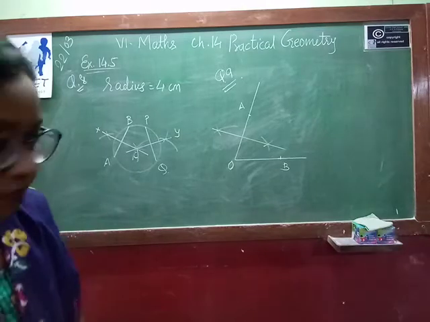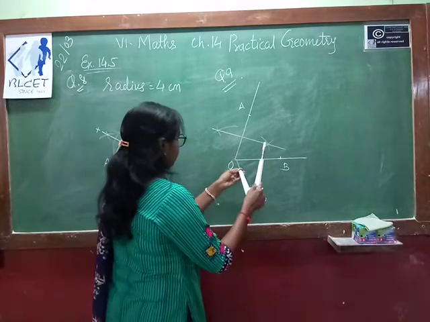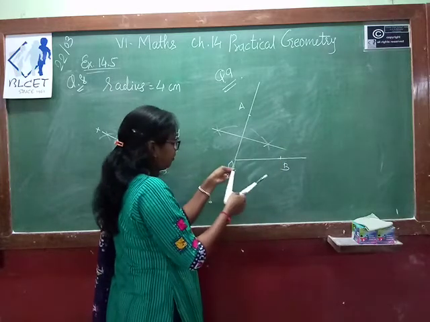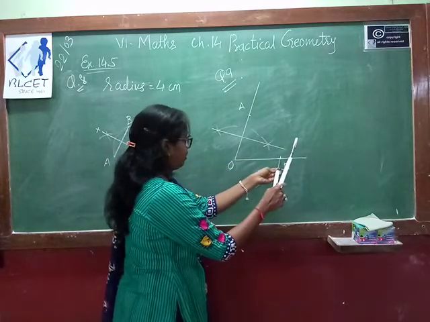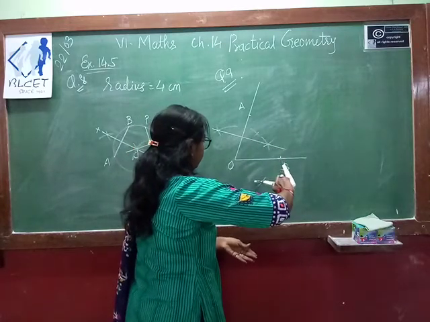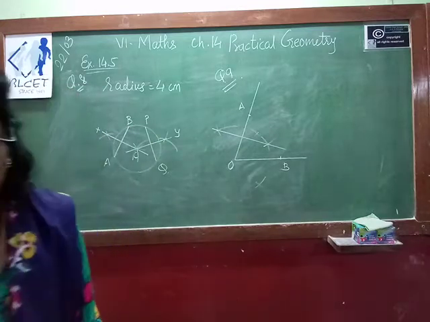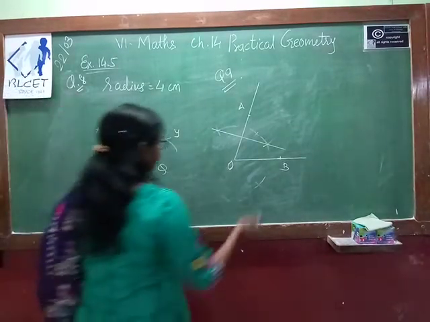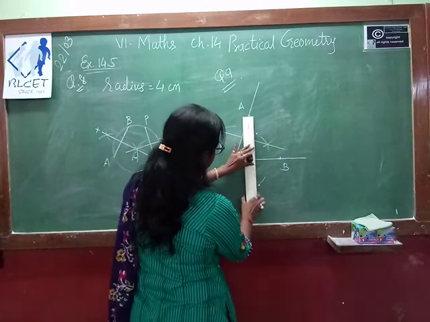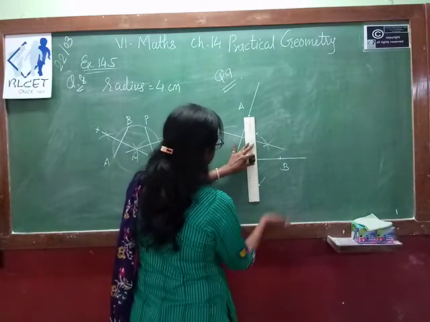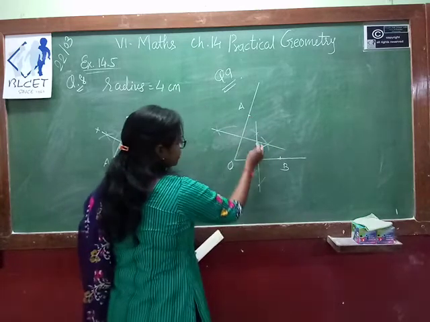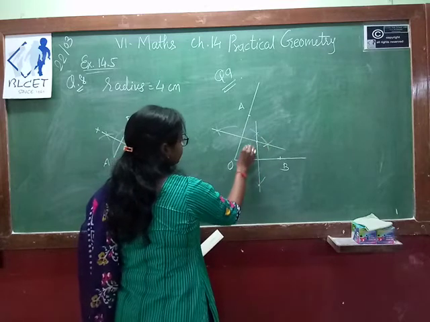Now from here, draw an arc above and below. From B also follow the same method, so that you are getting 2 points like this. Now this is your intersecting point P.